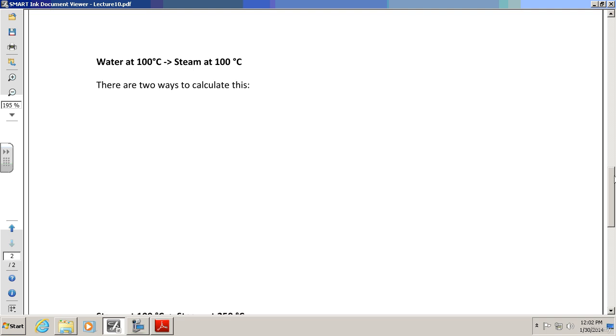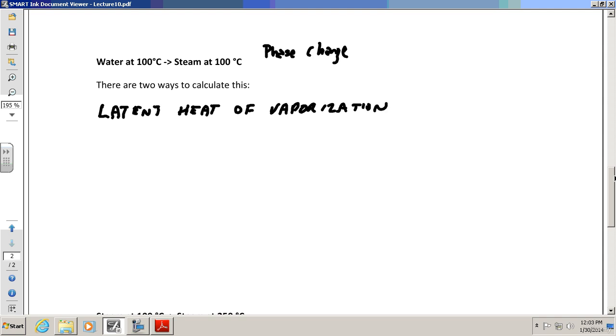Now, water at 100 degrees Celsius to steam at 100 degrees Celsius. So now we're going to boil off all the water. Again, this is a phase change. So how do we calculate the internal energy? Whenever you have a phase change, you've got to take that into account. There is a term for this. It's called the latent heat of vaporization.